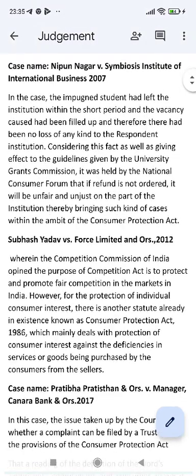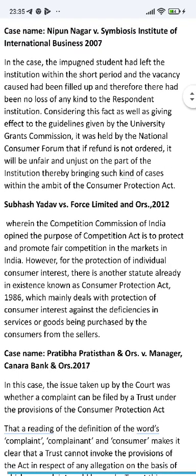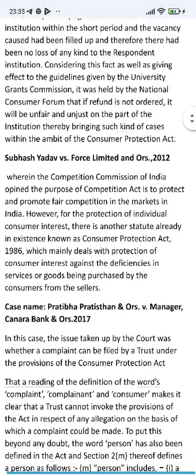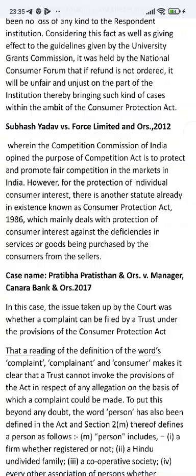First case, we will be discussing Nippon Nagar versus Embosses Institute of International Business, a 2007 Supreme Court leading judgment. In this case, the student had left the institution within a short period and the vacancy caused had been filled up, and therefore there had been no loss of any kind to the respondent institution.